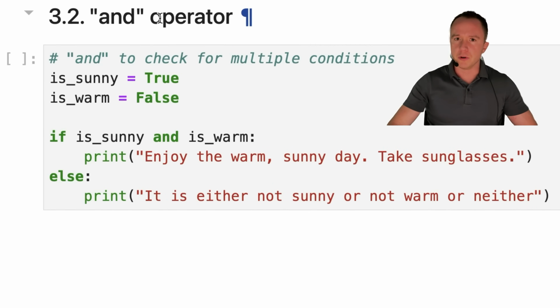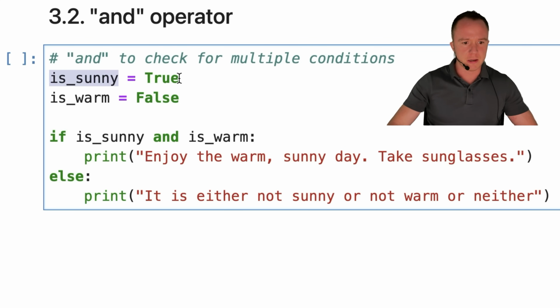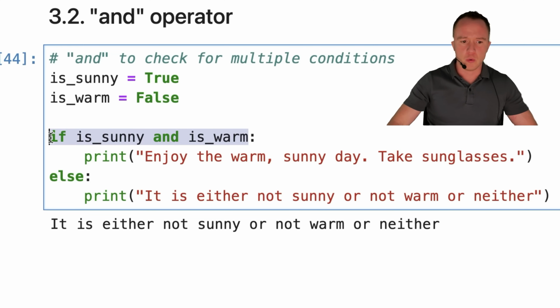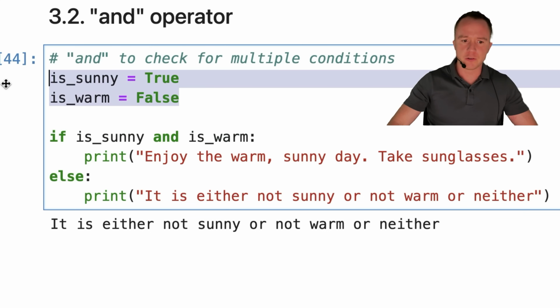If you had multiple conditions now that you want to check for, to stay with our weather example, let's say it is sunny, but it is not warm, and you want to check for both. You could say if it is sunny and it is warm, enjoy the warm sunny day, take sunglasses, else it is either not sunny or not warm or neither. So in order for us to understand this, we need to understand that this statement here will only be true, so we only get here, if both of these are true.